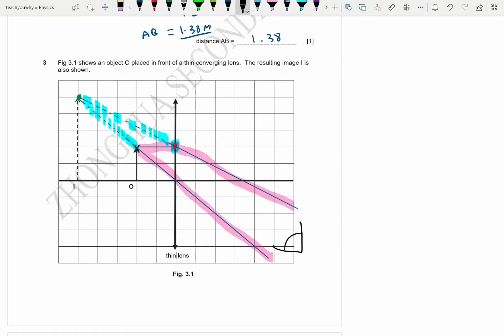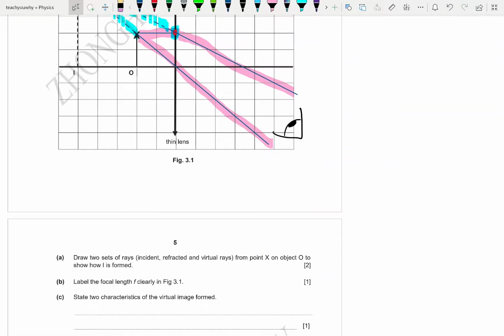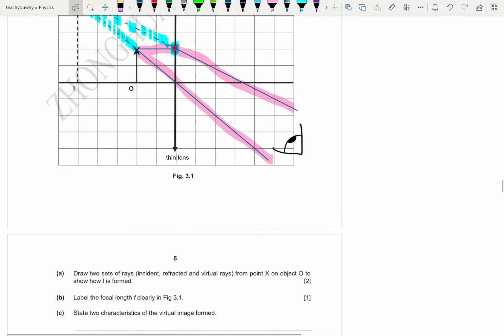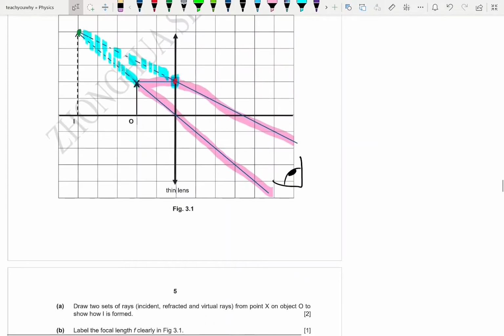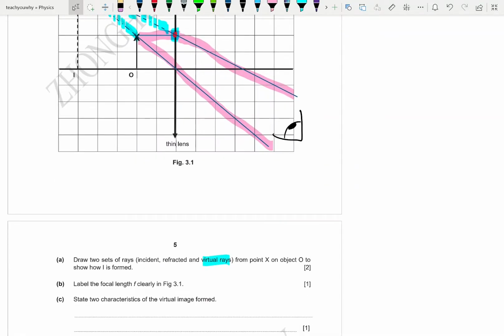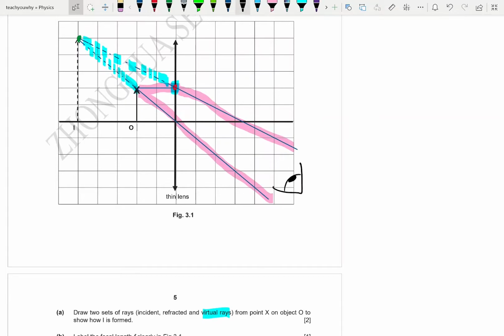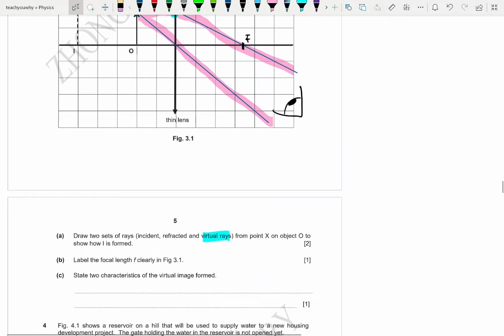Draw an eyeball here. Now, we have already drawn two sets of light rays, incident, refracted, virtual, from X to O, and shown how I is formed. I show you that those in cyan are the virtual rays. Now label the focal length F clearly. No need to say this is the point F. Easy. This is where your focal length is.